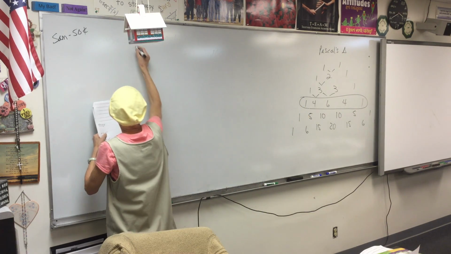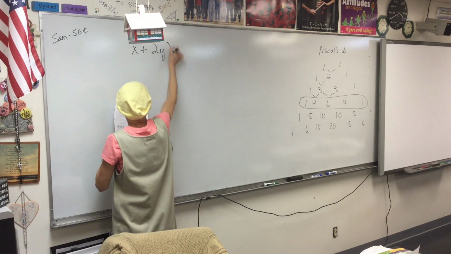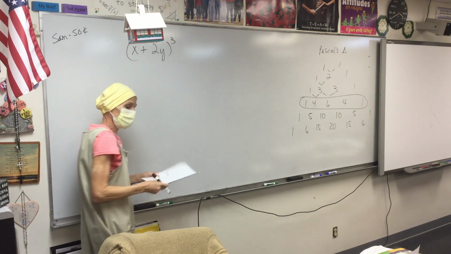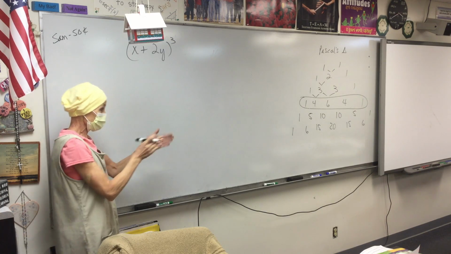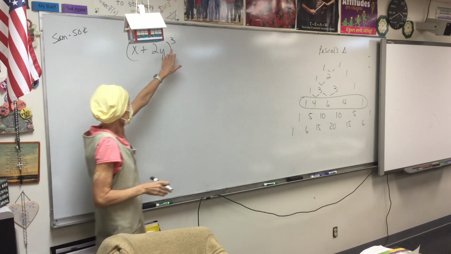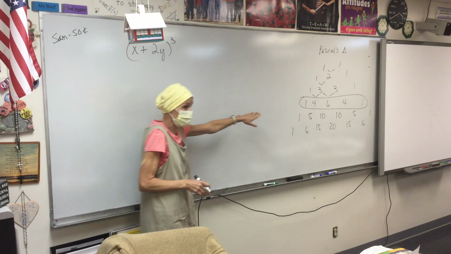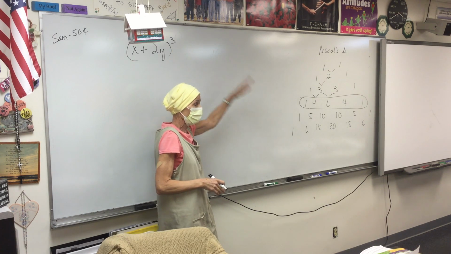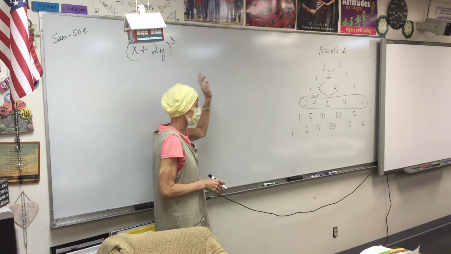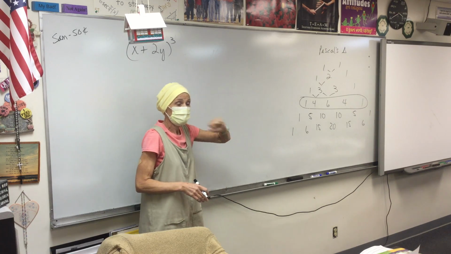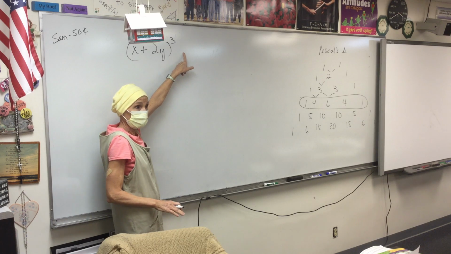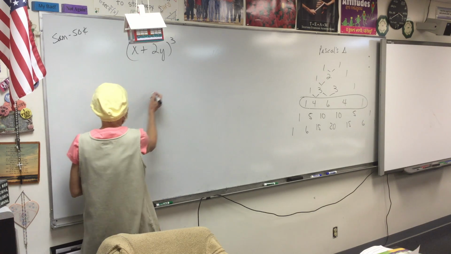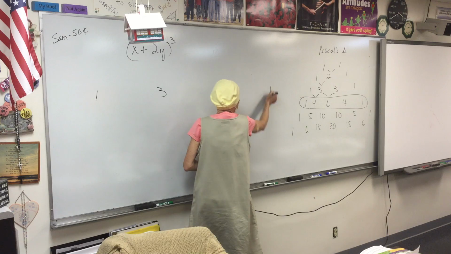All right, so now we're doing (x + 2y) to the 3rd. Now, what's going to be different about this one? Well, we're going to get our coefficients, but this time our coefficients are not going to be the circled numbers. What are our coefficients going to be? 1, 3, 3, 1. Because this time we're going to get them from the 3rd row. So 1, 3, 3, 1.